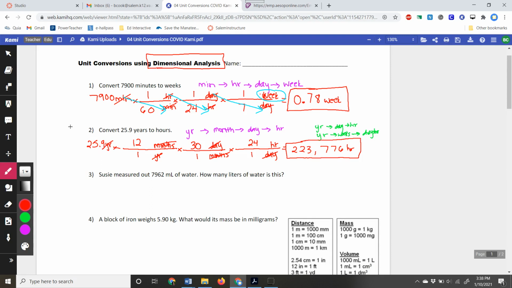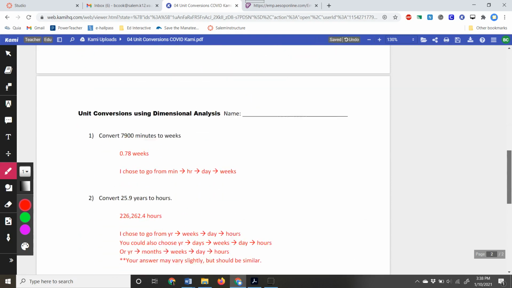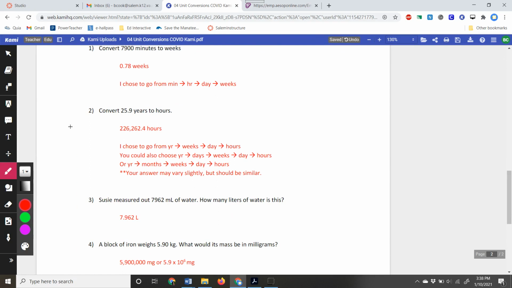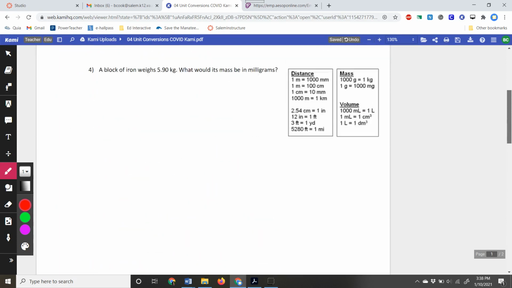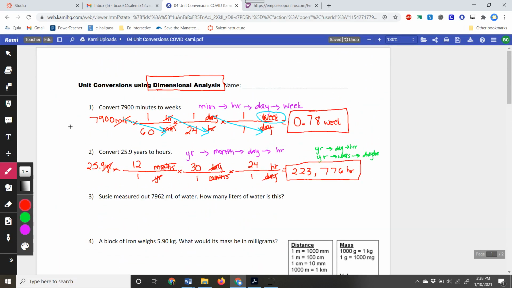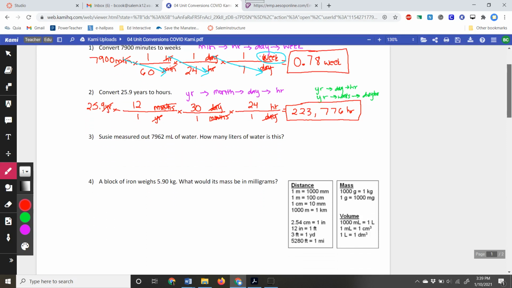If you solve this problem using one of the other techniques, you're going to get a slightly different answer. For example, if you chose to go from years to weeks to days to hours, you're going to get a slightly different answer. Again, there's many other flowcharts that you can use to help you set up this dimensional analysis problem. You're going to get approximately the same. So it doesn't matter whether you use this flowchart idea that I have here in purple or one of these in green, you're going to get something that's approximately close to 223,000. All right, let's go to the next problem.